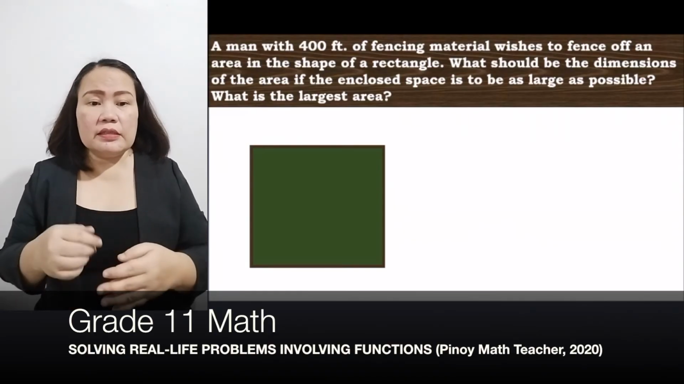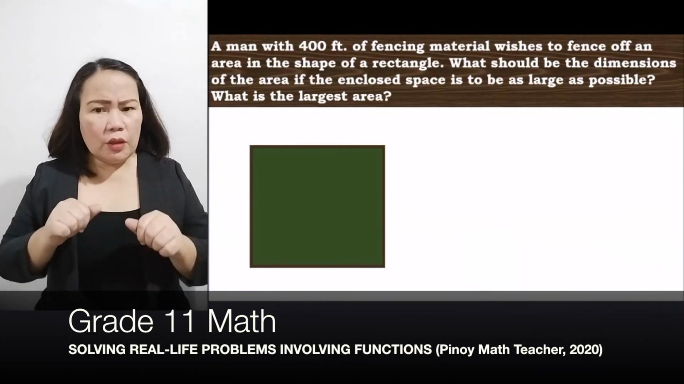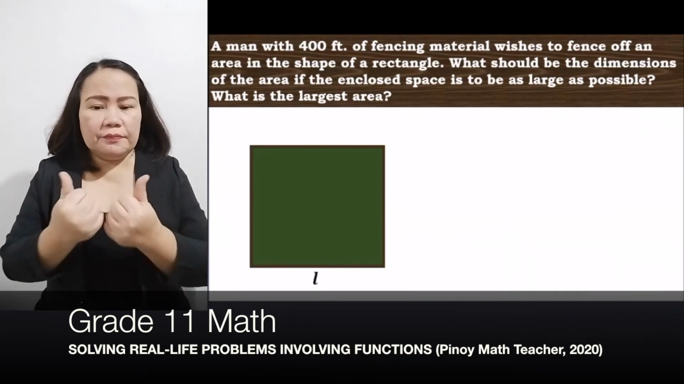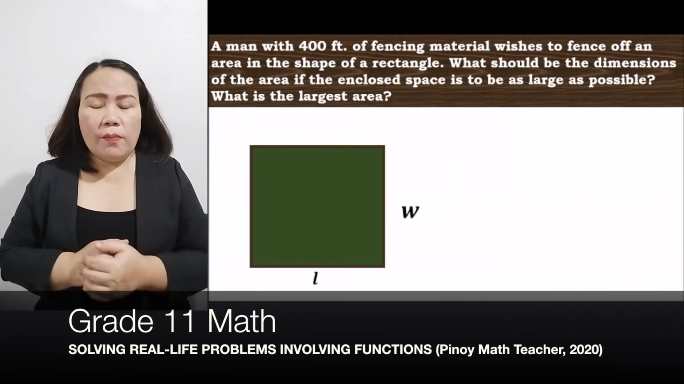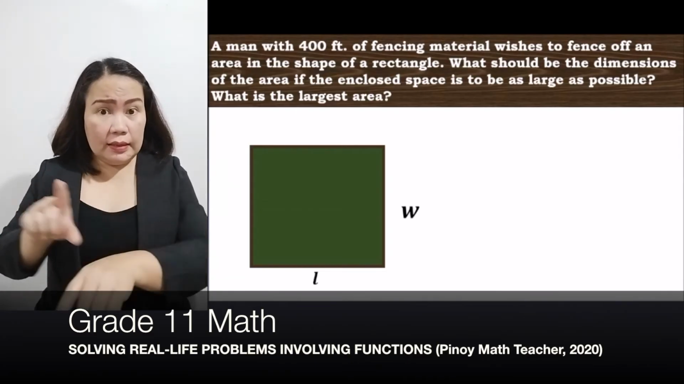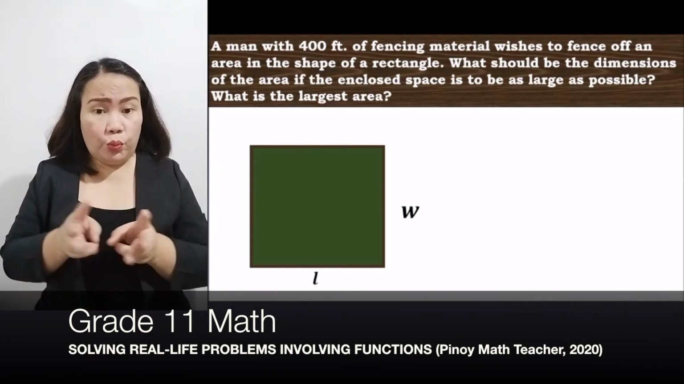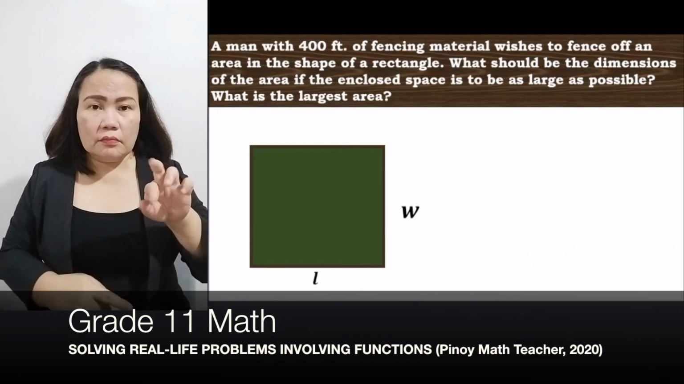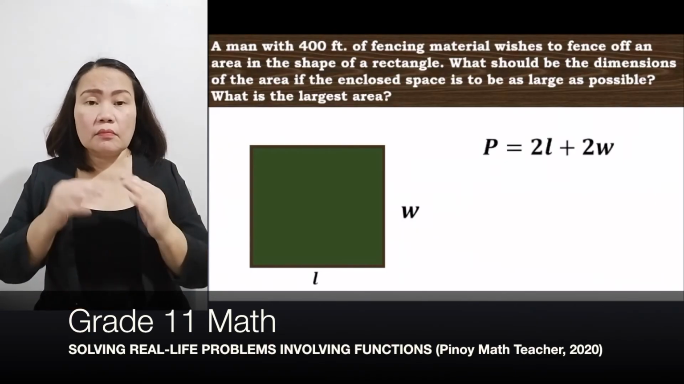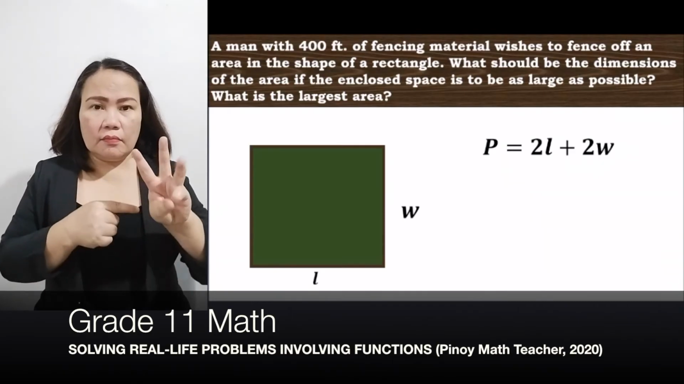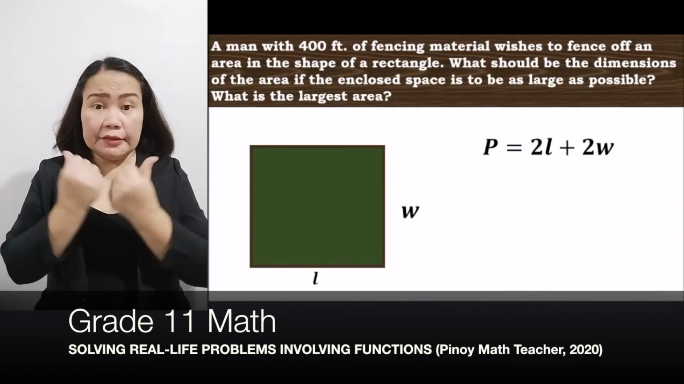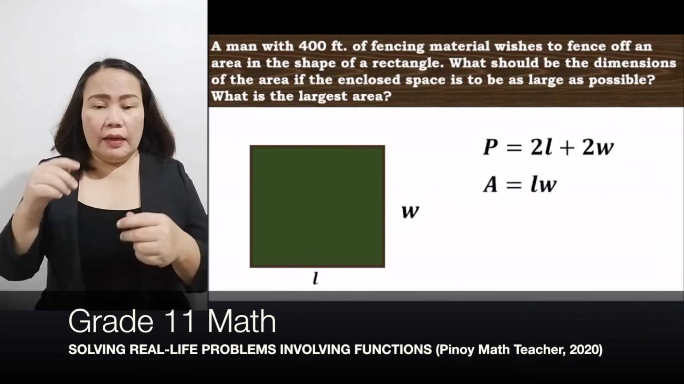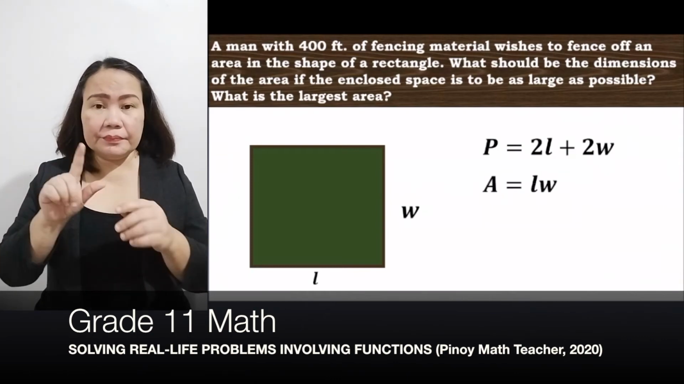Ang kailangan nating hanapin sa problem na ito ay yung dimensions ng rectangle, yung kanyang length at width na magbibigay ng pinakamalaking possible na area gamit ang 400 feet na fencing materials. Alam natin na ang perimeter ng rectangle or P ay equal sa 2L plus 2 width. At para makuha ang area or yung A, kailangan natin i-multiply yung length sa width.